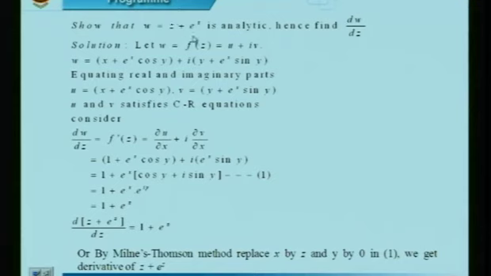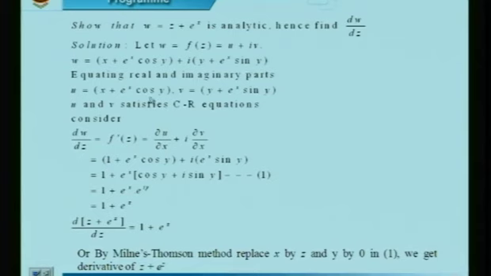Now show that w is equal to z plus e power z is analytic, hence find dw by dz. In a similar way, w is equal to f of z, you have to find the real and imaginary parts. The real part is x plus e power x into cos y, and the imaginary part is y plus e power x into sin y.